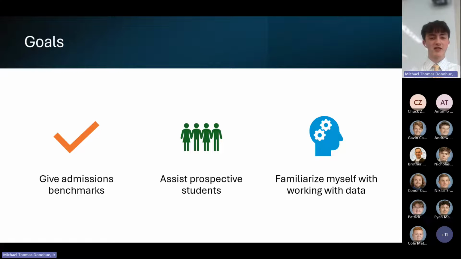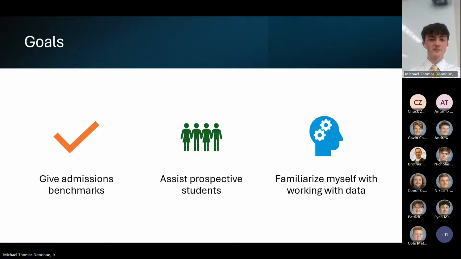So for my project, I wanted to put a few goals forward to formulate where I would go from the start. So the first was to give an admissions benchmark for specific schools. So this would allow the admissions department to see this school has maybe this average, and this student with this GPA is either above or below that benchmark within the context of that school, and not just the entirety of LaSalle.